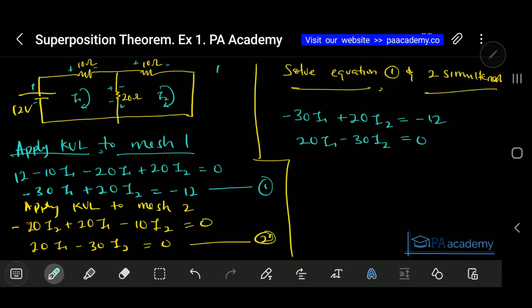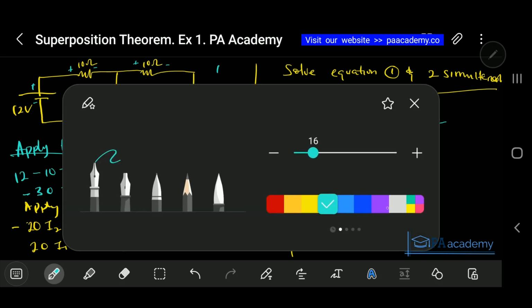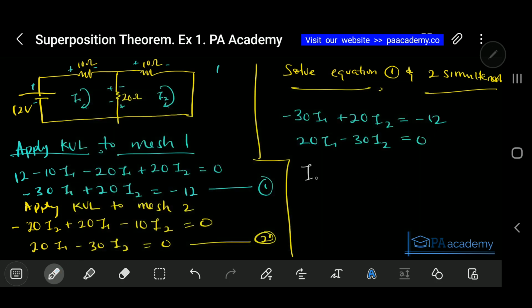Just to save time, I will not be showing the workings for this, but make sure you go ahead and solve it using the simultaneous equation process. Like I said, please make sure you show your workings. I'm just trying to save us time. If you solve this now, you're going to get I1 equals to 0.72 amperes, and our I2 is equals to 0.48 amperes.